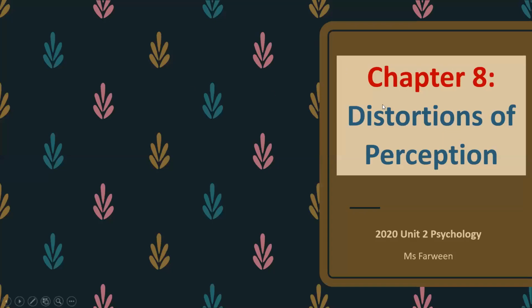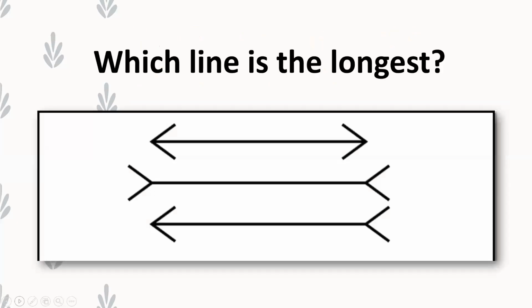So we are starting with chapter 8 today, looking at distortions of perception. This is basically just building on what we learned in chapter 7 and trying to extend that knowledge a little bit. Before we start, I want you guys to look at this picture here and take a few seconds to decide for yourself which line is the longest.